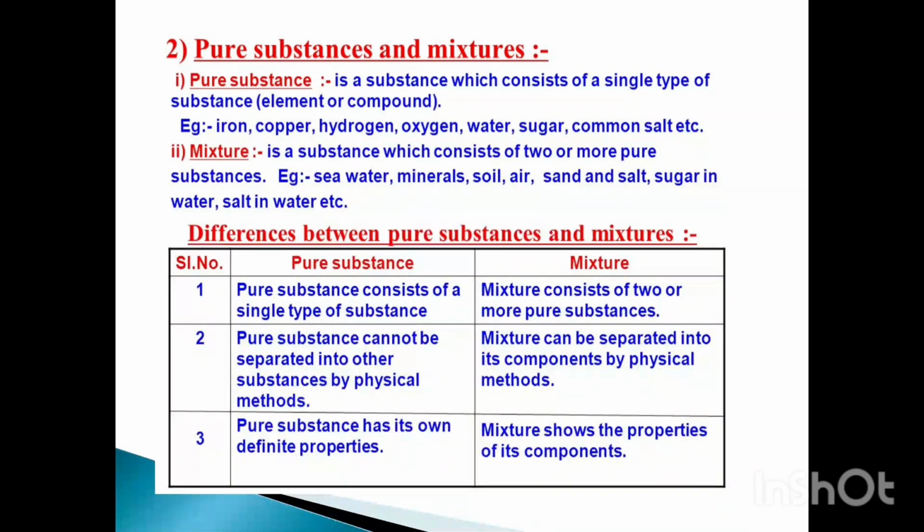So, differences between pure substance and mixture. Pure substance consists of a single type of substance. Mixture consists of two or more pure substances. Pure substance cannot be separated into other substances by physical methods. Mixture can be separated into its components by physical methods. Pure substance has definite proportions and definite properties. Mixture shows the properties of its components.